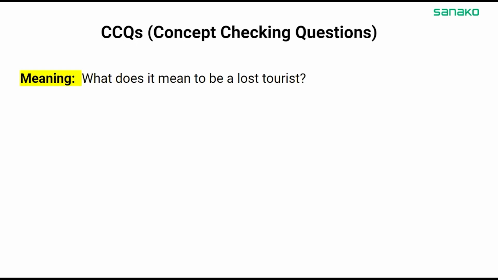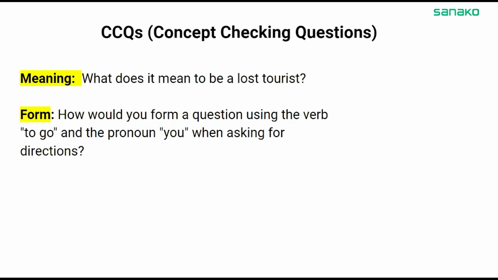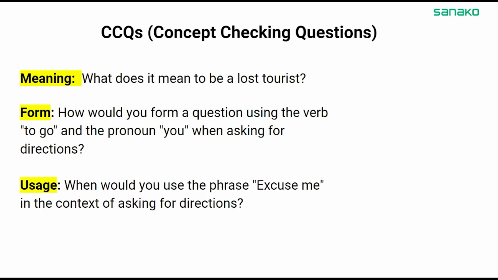Some examples could be, what does it mean to be a lost tourist? How would you form a question using the verb "to go" and the pronoun "you" when asking for directions? For usage, when would you use the phrase "excuse me" in the context of asking for directions?